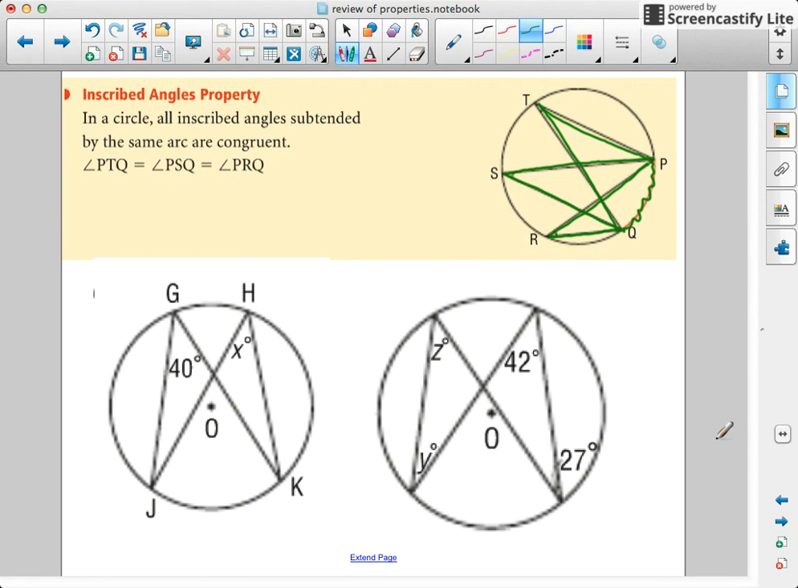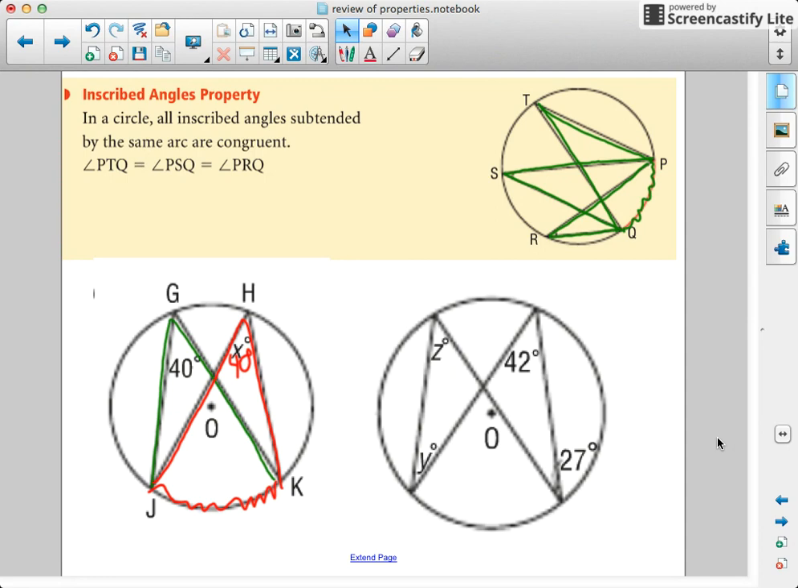So let's look at some examples here. This inscribed angle right here is 40 degrees. This inscribed angle right here goes to the exact same part of the circle, or subtends the same arc. So it also has to be 40 degrees.